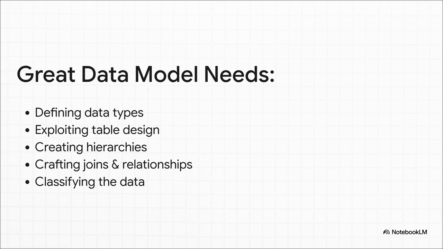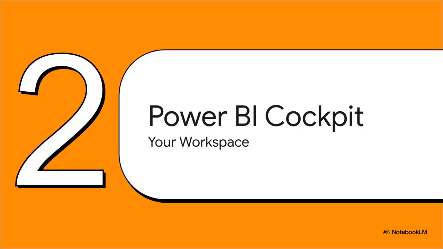Well, it boils down to these key actions. Making sure your data types are correct, designing your tables smartly, and, maybe most importantly, creating the connections between them. This is the stuff that lets your model tell you not just what happened, but helps you figure out what to do next.